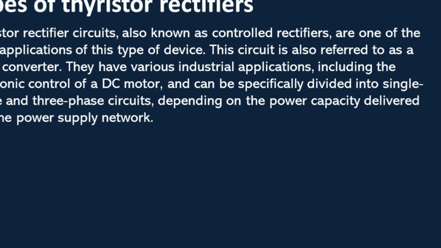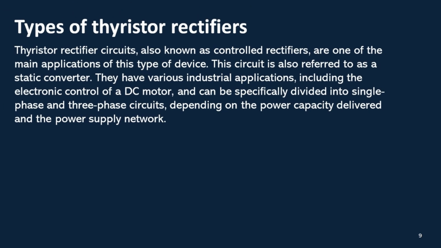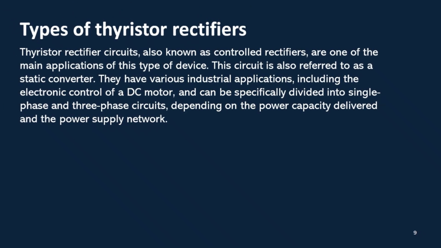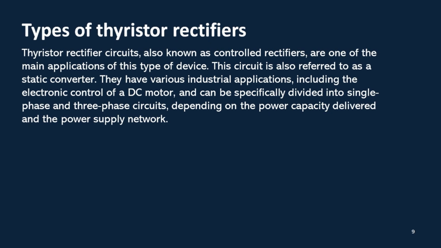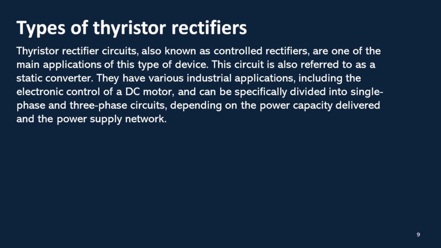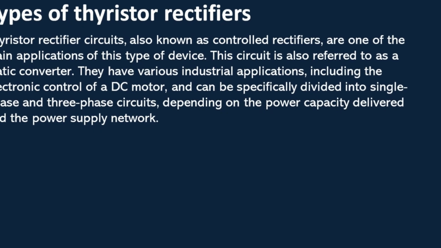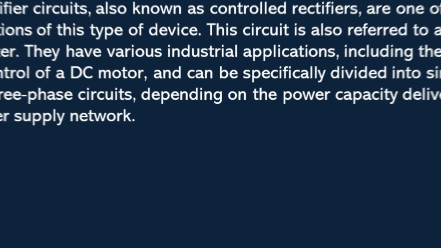Types of thyristor rectifiers. Thyristor rectifier circuits, also known as controlled rectifiers, are one of the primary applications of this type of device. These circuits are also referred to as static converters. They have various industrial applications, including the electronic control of a DC motor, and can be specifically divided into single-phase and three-phase circuits, depending on the power capacity delivered and the power supply network.